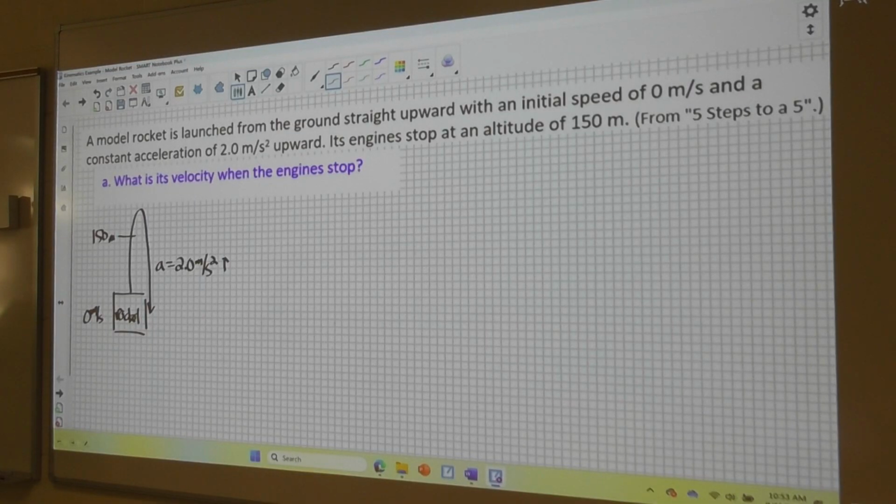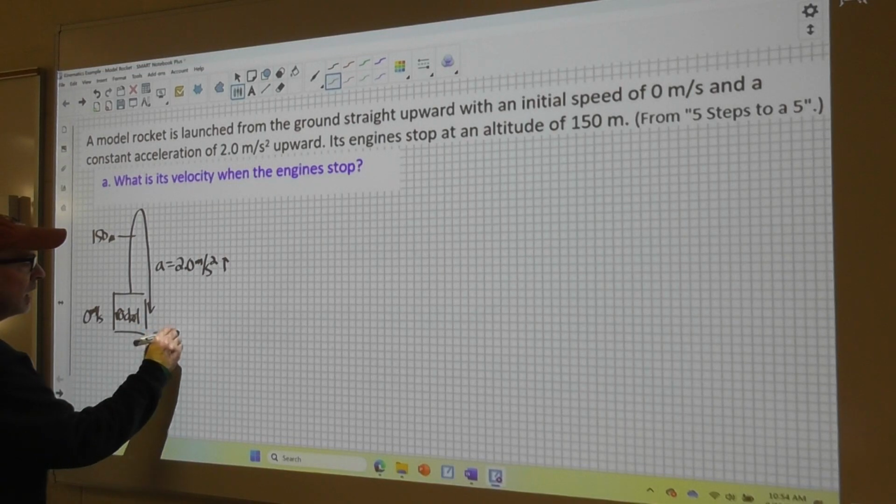Here's what I need to do next. I need to have a frame of reference. That means I need to know where position 0 is. If this were moving in 2 dimensions, I need to know where the origin was. But in this case, I just need to know where 0 is. And I'm going to say that 0 is the ground.